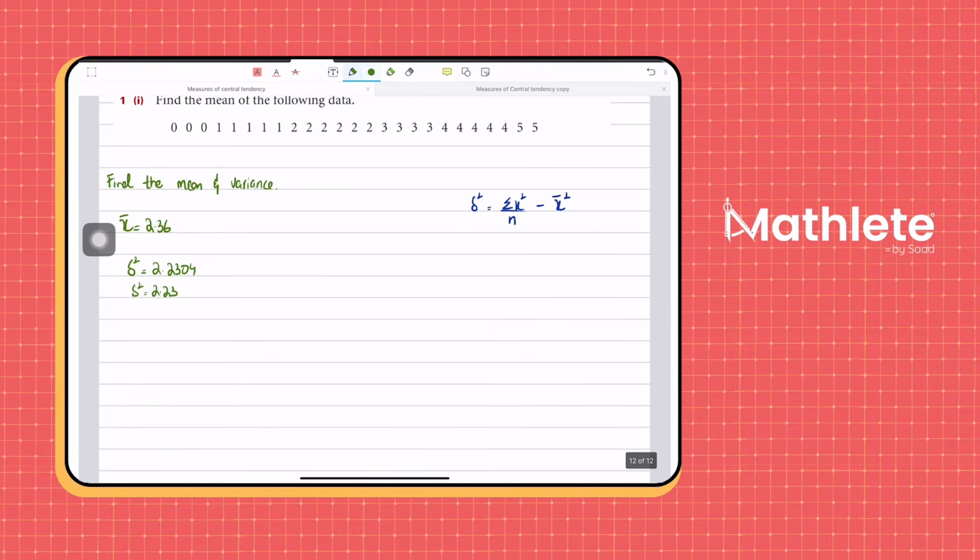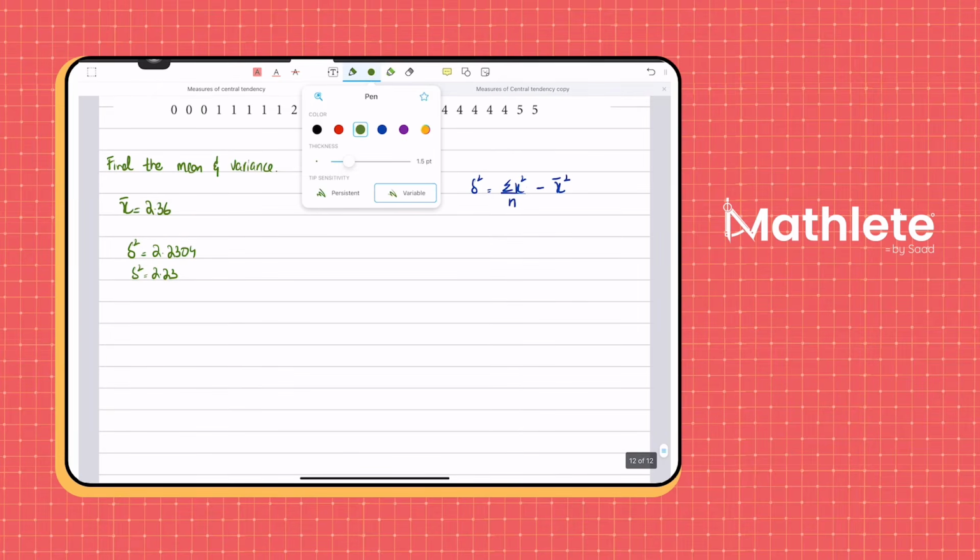Standard deviation will be 1.49. Although not asked here, if the question said standard deviation, which means the square root of the variance, that's going to be the square root of 2.23. Let's see what that is. The square root of 2.2304 is 1.49.